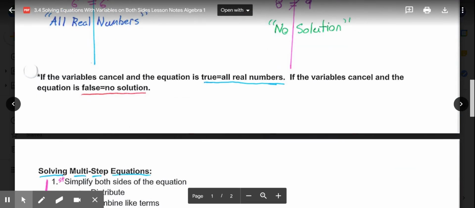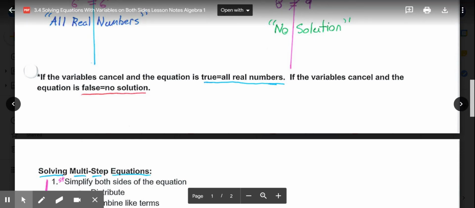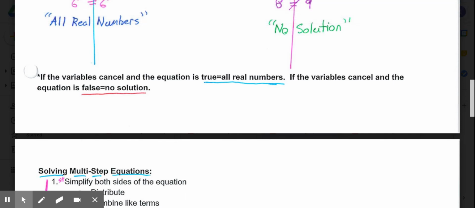So, like it notes here, if the variables cancel and the equation's true, our answer is all real numbers. If the variables cancel and the equation is not true, or false, then it is no solution.